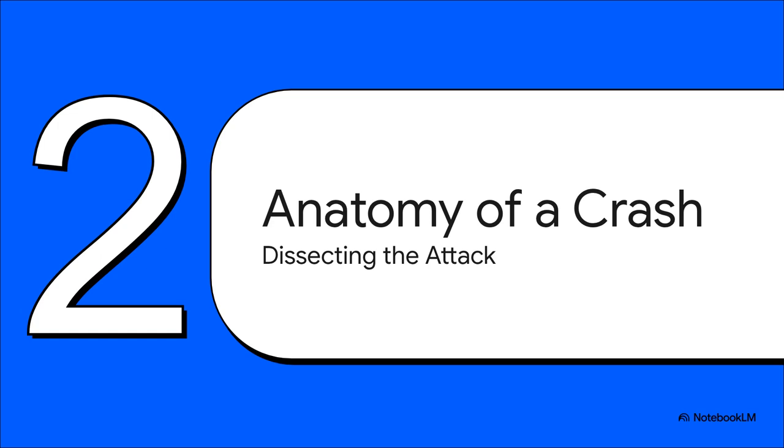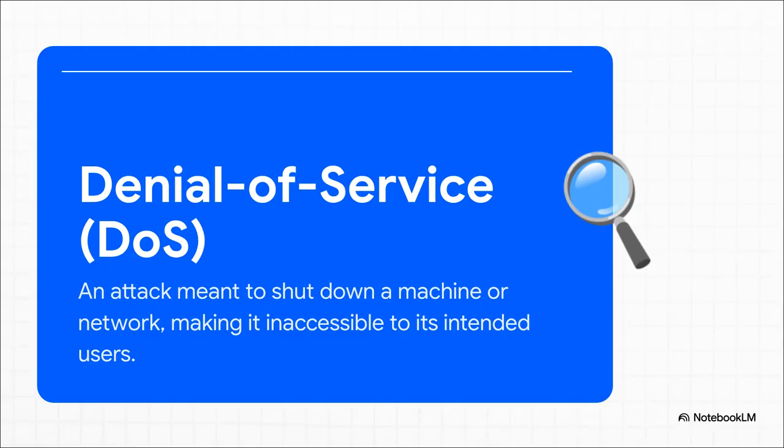Okay, so how did it actually work? What was the flaw that made this one packet so incredibly deadly? Let's dissect the anatomy of this crash. This was a classic, old-school denial-of-service attack. The goal wasn't to steal data or gain control, not at all. It was much simpler, much more direct. Just send a messed-up packet and watch the system crash or hang indefinitely.